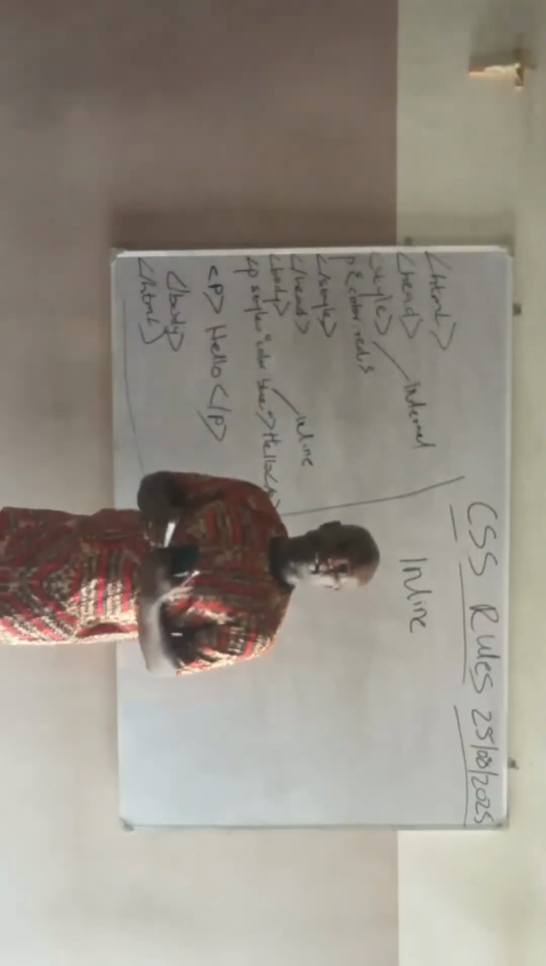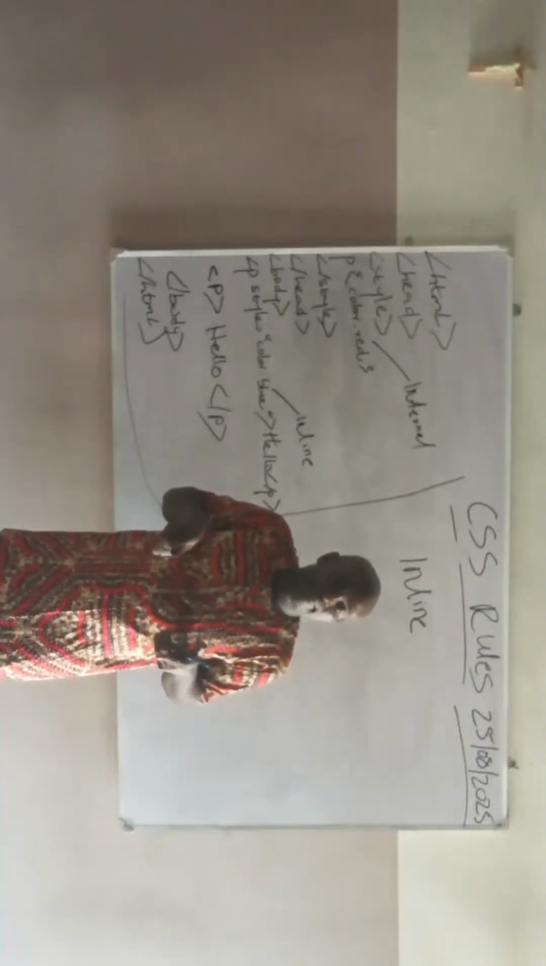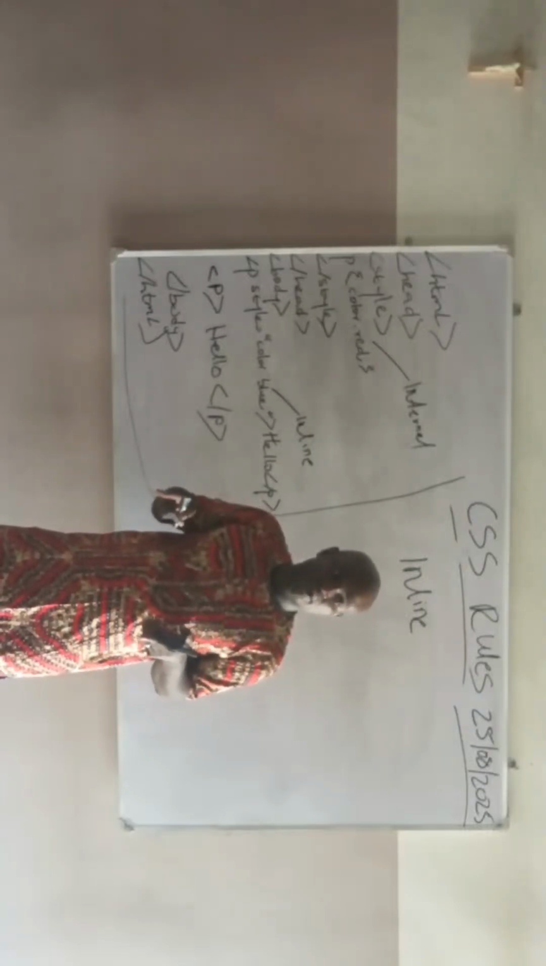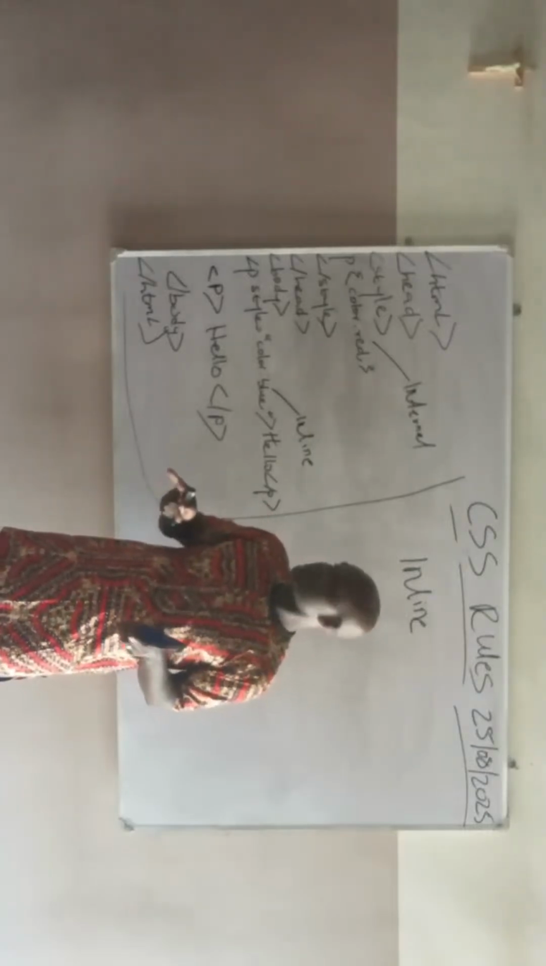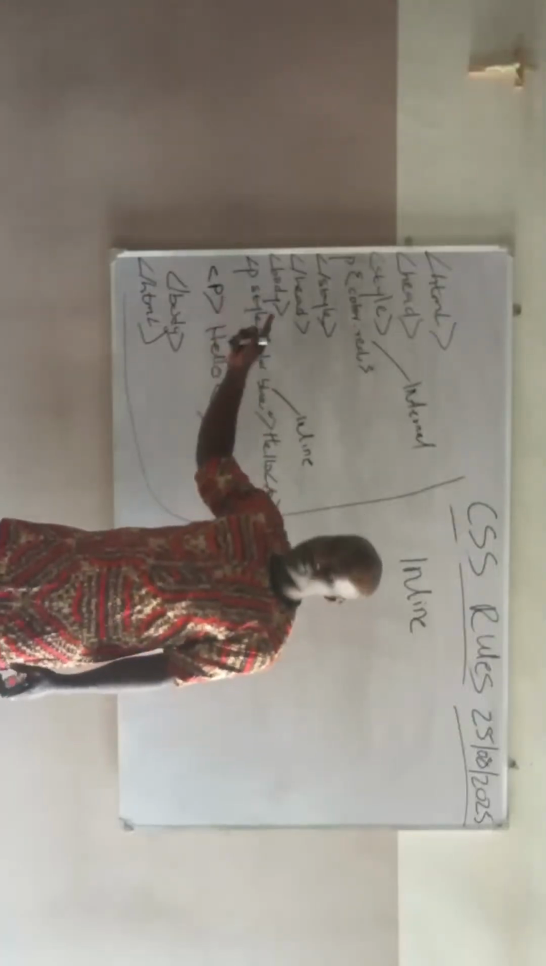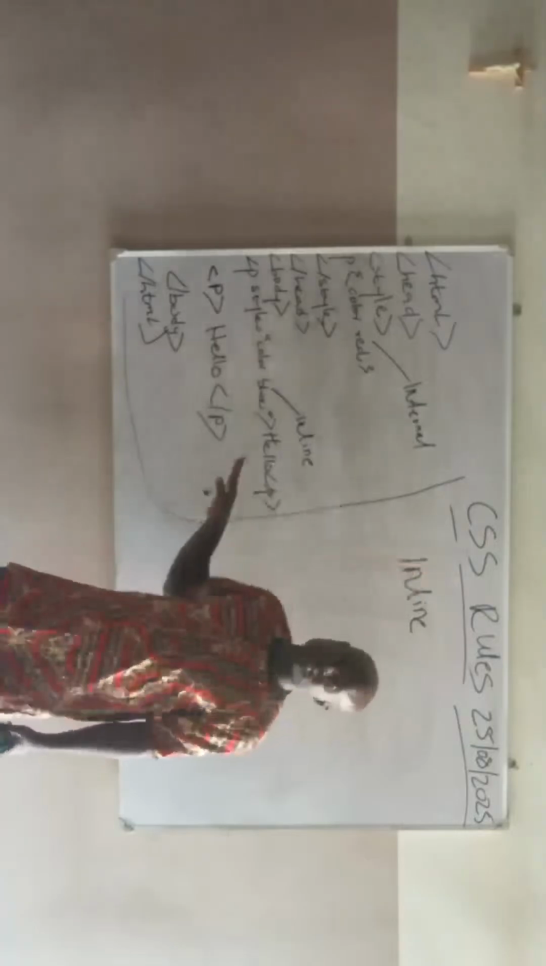By internal, it means it's inside that what? Page. By inline, it means it's part of the what? Attribute of that particular what? Element. This is inline. That was why I introduced it when I was talking about HTML, so it won't be difficult for us to understand at this stage. So this is inline.